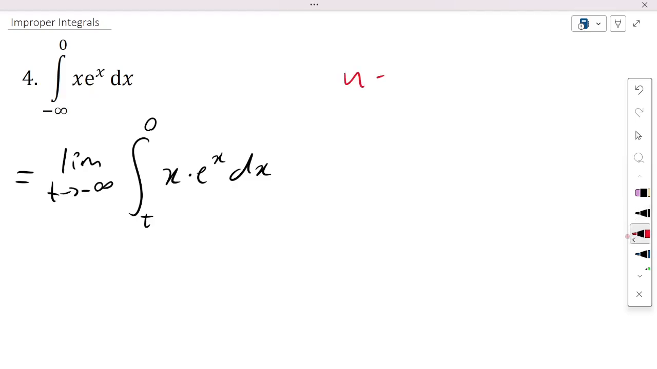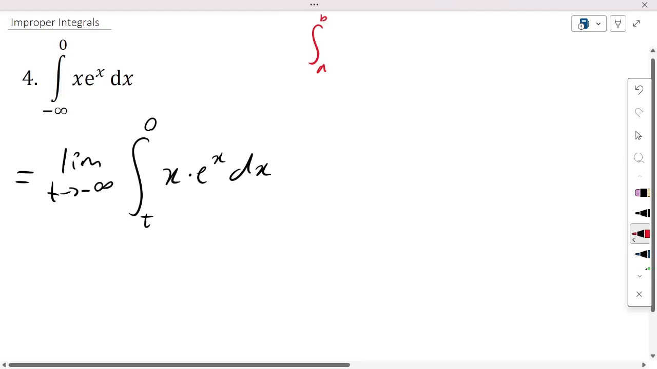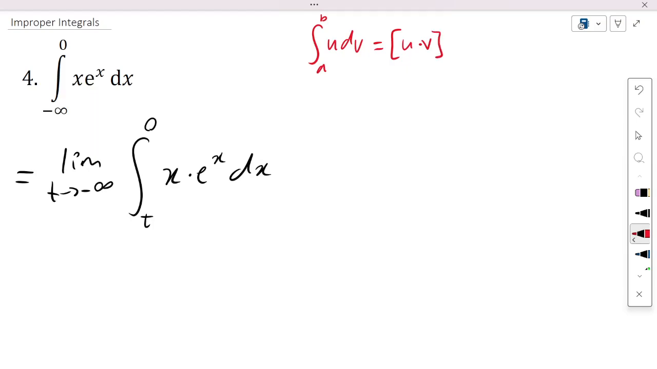We're going to let u be equal to... well, first of all, let's see what form we're going to be doing it in. We're going to be doing it in the form from a to b. I'm going to write this down: the integral of u with respect to v is equal to u times v evaluated from a to b, minus the integral from a to b of v with respect to u. Okay, so that's what we're going to have.